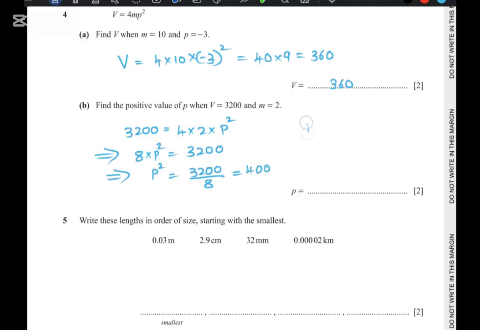Now we need the p value only, so we have to take the square root of 400. That will be plus or minus the square root of 400, which is plus or minus 20, because 20 times 20 is 400. They asked us for the positive value of p, so we will write only positive 20 here.